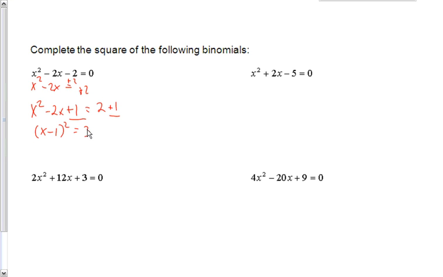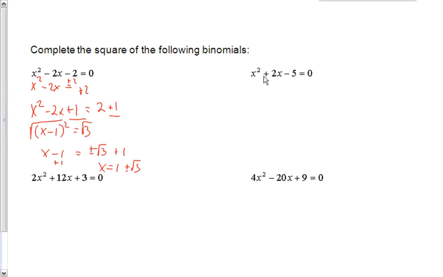If we want to solve now, all we have to do is take the square root of both sides to get rid of the square. x minus 1 equals, when you take a square root, plus or minus the square root of 3. Then you add 1. So x equals 1 plus or minus the square root of 3. And that's our final solution.